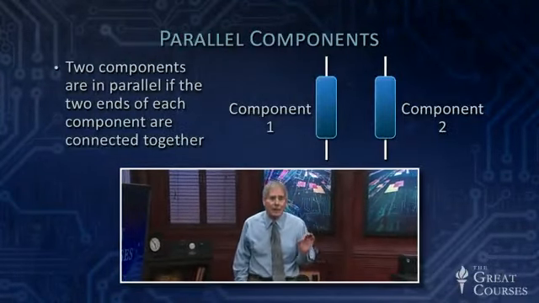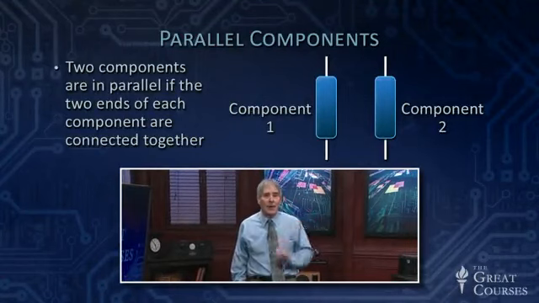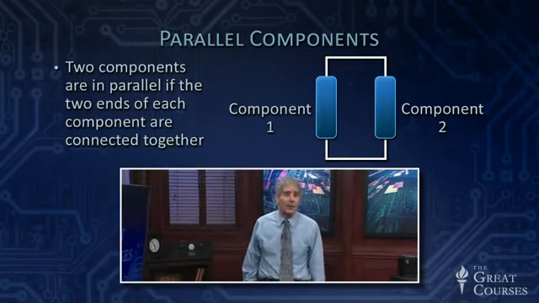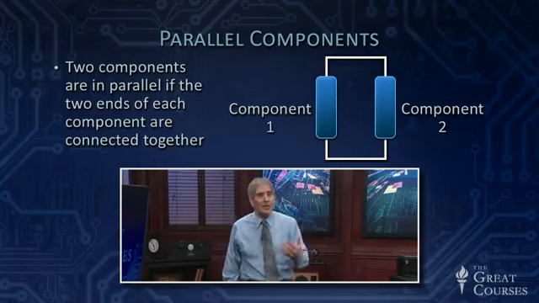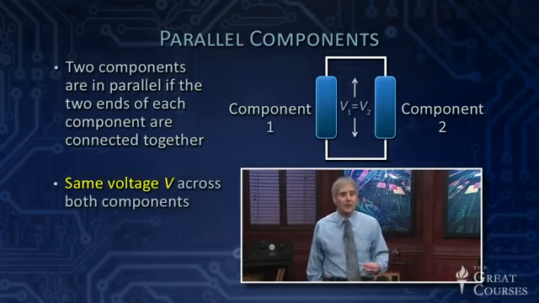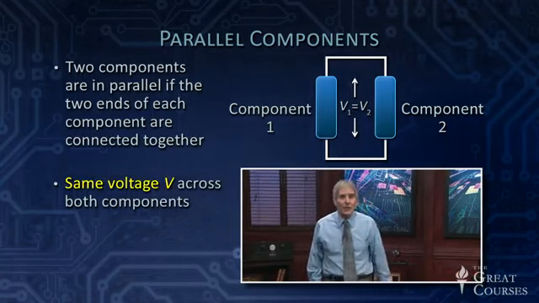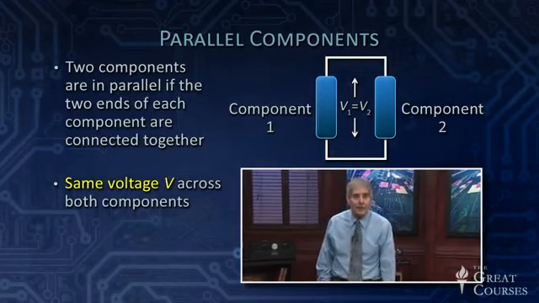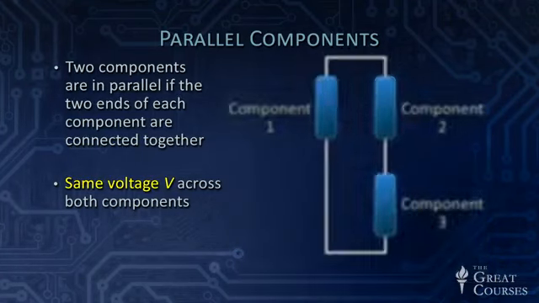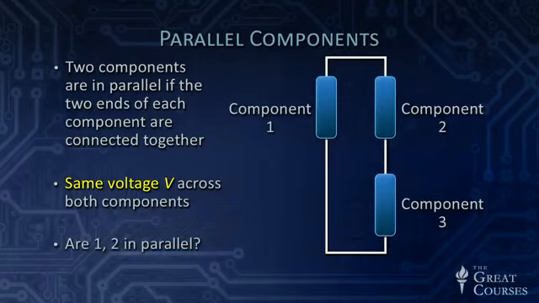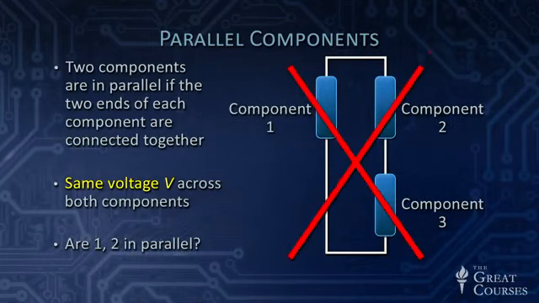Here are devices connected in parallel. Two components are in parallel if the two ends of each component are connected together. So component 1 and component 2 are in parallel, and because they're in parallel, they have exactly the same voltage across either of them. If you connected a battery of 6 volts across there, you would get 6 volts across both components. Same voltage V across both components. So that's parallel components. Are 1 and 2 in parallel? They look like they're in parallel, they're right beside each other, but they aren't, because their bottom ends aren't connected together. Component 3 comes in the way, so those are not parallel components.